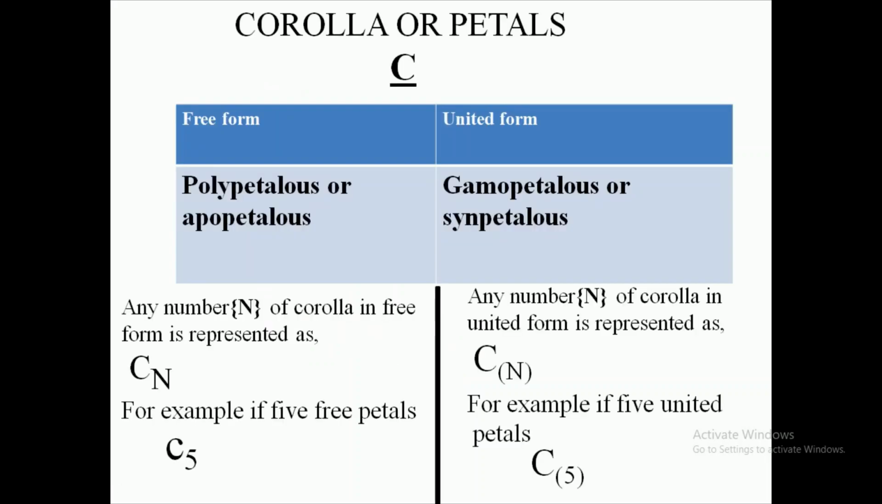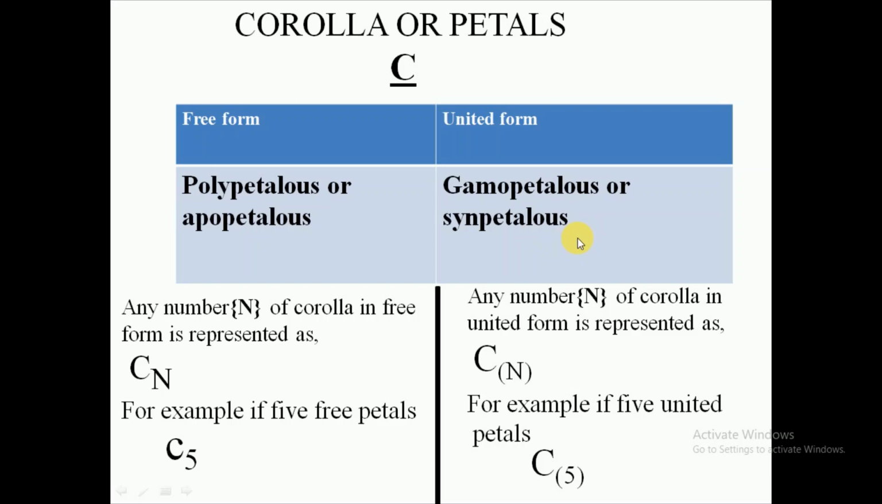Now next I am going to talk about corolla, which is also known as petals, and corolla is represented with capital letter C, and when it is in free form we write it polypetalous. So petal is another name or synonym for corolla. So polypetalous and apopetalous for free form, and when the corolla is in united form we write it gamopetalous or synpetalous.